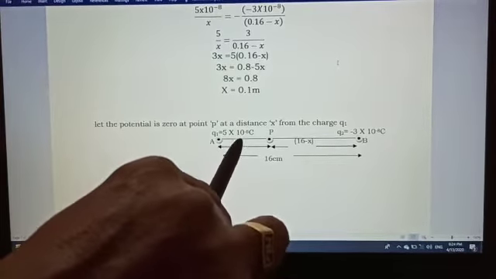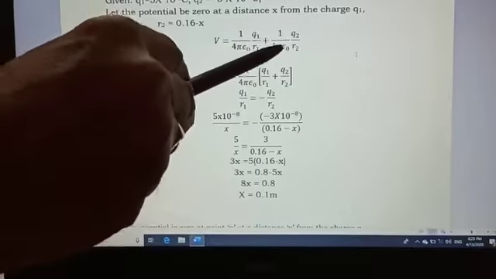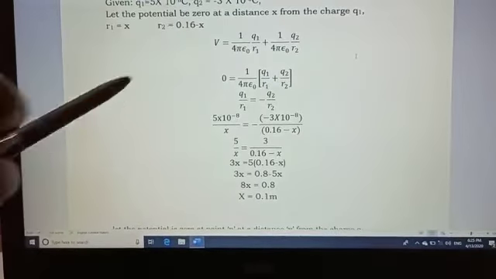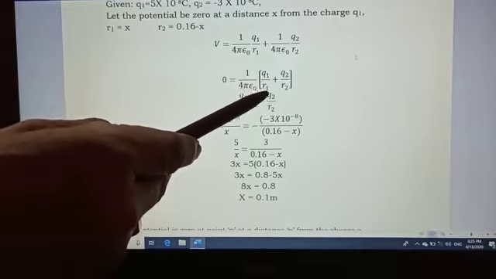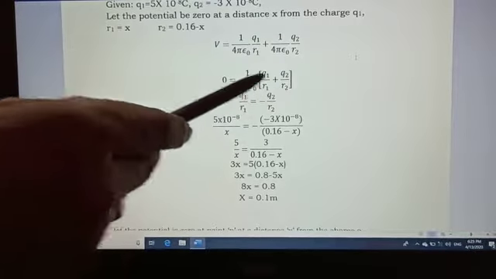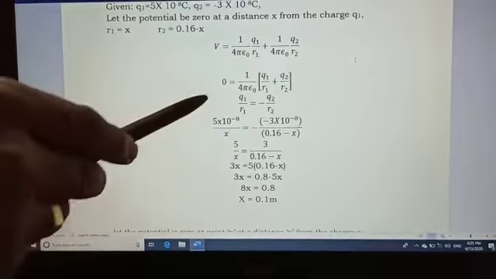So therefore we have one formula: V is equal to 1 over 4 pi epsilon naught Q by R. This is the potential from the first charge plus that from the second charge. So let us simplify this. V is always equal to 0, as already mentioned here. So 1 over 4 pi epsilon naught times Q1 divided by R1 plus Q2 divided by R2 equals 0. This is common, so if you take 1 over 4 pi epsilon naught out, what is left is Q1 divided by R1 is equal to minus Q2 divided by R2.